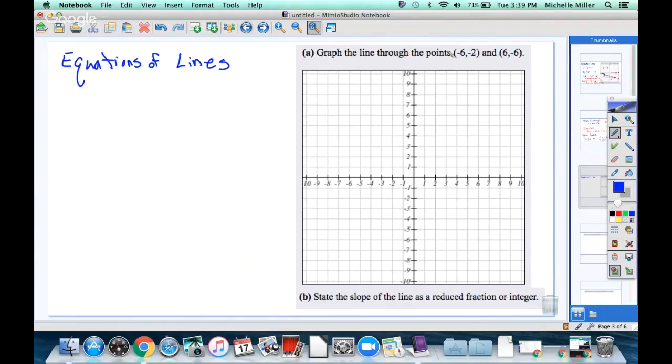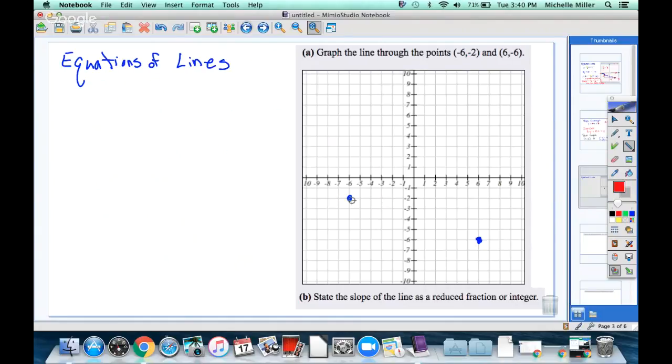First thing I want to do, if I want to determine the equation of a line through 2 points, is I want to graph those 2 points. So I want to find -6, -2, and +6, -6. So there's my 2 points. I want to find the slope in between them, and graphically I like to do it with a drawing. Can you do it without the drawing? Totally. But here I'm specifically asked to graph the line through the points.